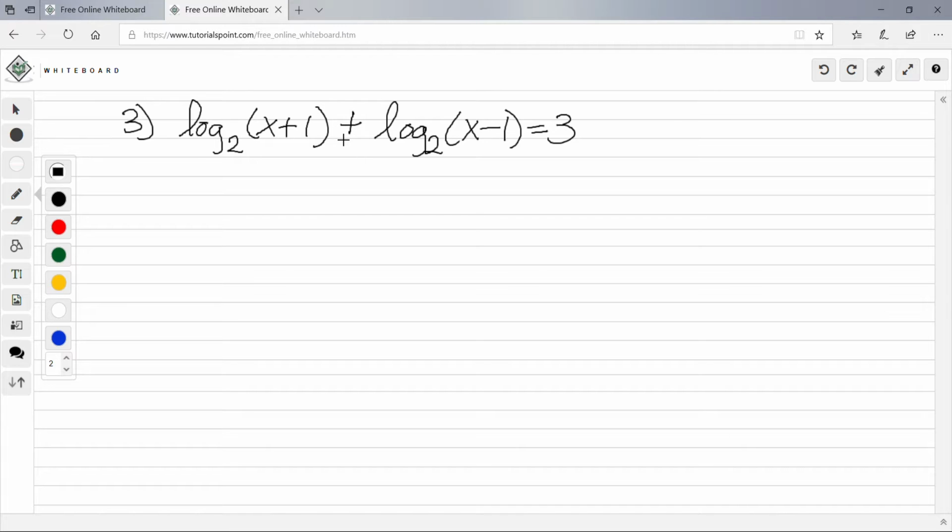Well, according to the log rules, whenever you're adding something, you're really multiplying. And if you don't know the log rules, there's a section under college algebra under log rules. So if you need to review it, please do. So let's simplify this. So it's log base 2. So like I said, when you're adding, you're really multiplying. So we're going to multiply the x plus 1 and the x minus 1 equals 3. So, okay, so we have log base 2. Let me simplify it even more.